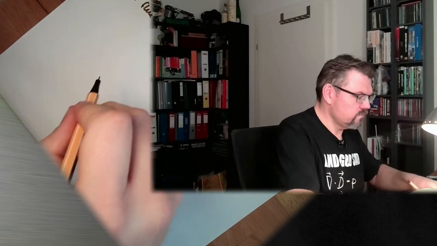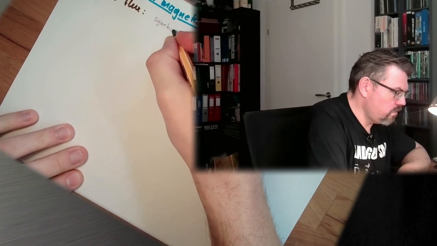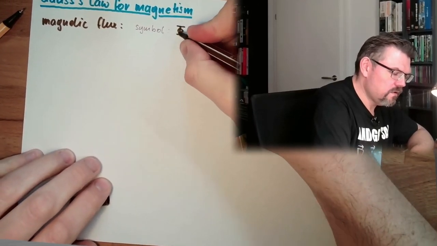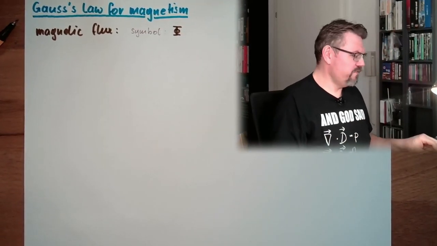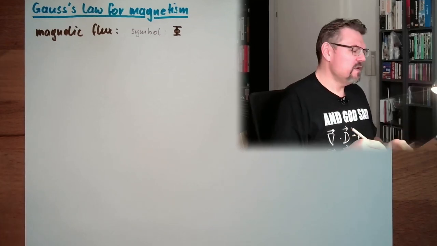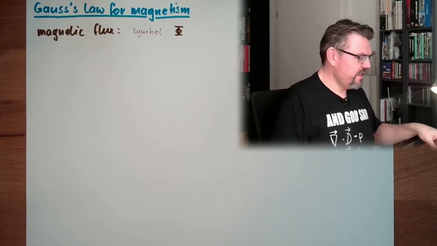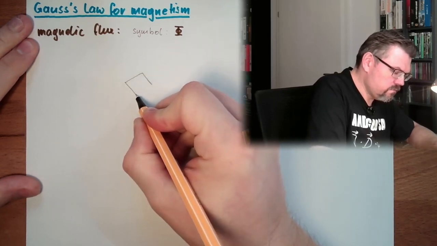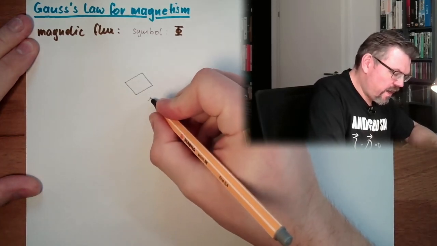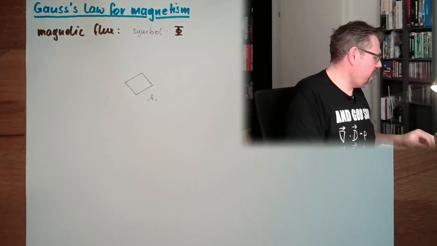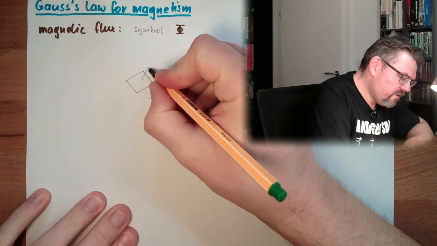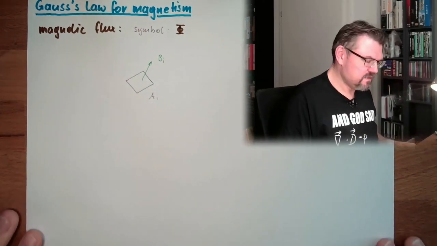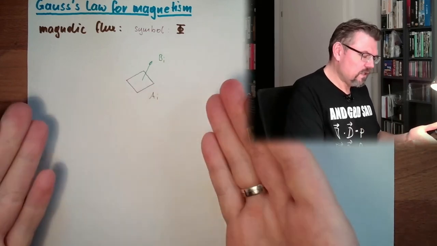Its symbol is a phi. Now, what is this magnetic flux? How can we calculate it? So we said, okay, this B was the magnetic flux density. And let's say we have a certain area here, and this area is A_i. And we have a certain flux density, B_i, through this area, through this surface.